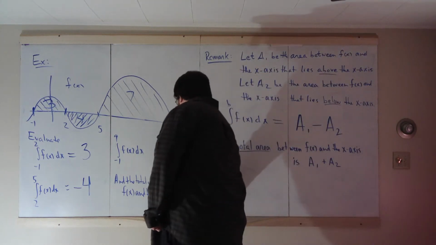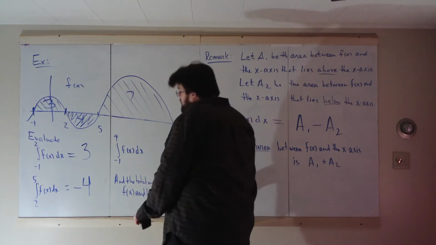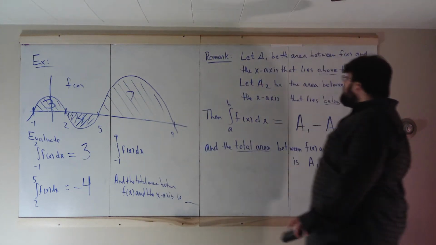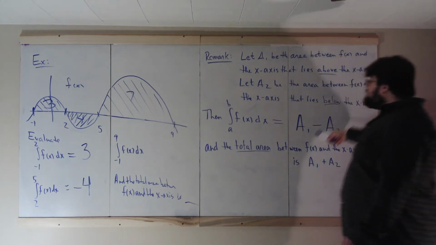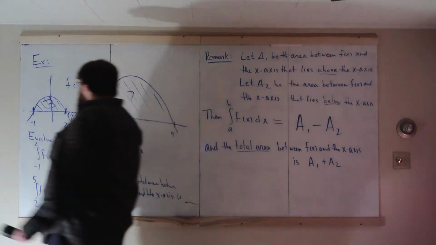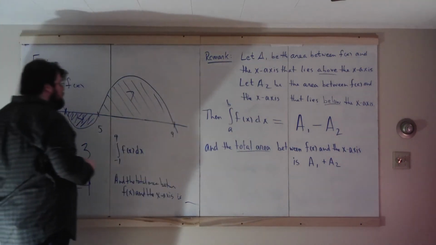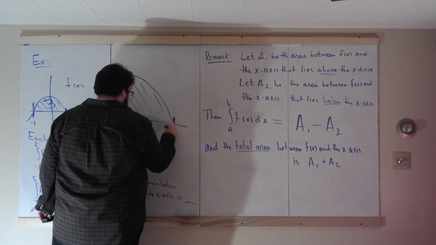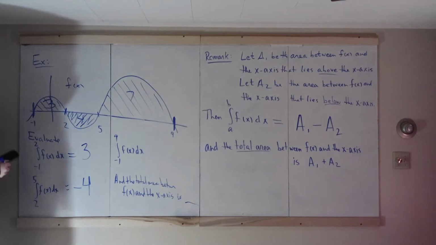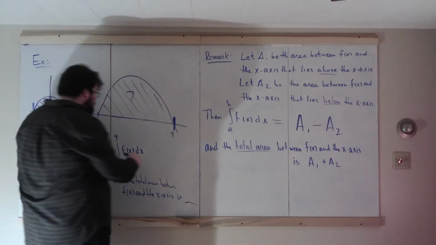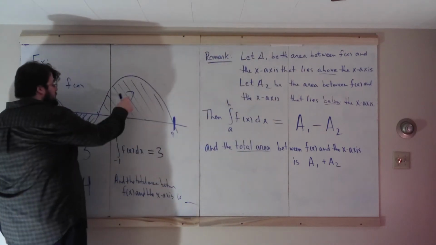How about this next one? -1 to 9. Well, area above the x-axis is positive. Area below the x-axis is negative. So here from -1 to 9, we're starting here. We're ending there. Areas above the x-axis are positive. So what's above the x-axis? A 3. What's above the x-axis? A 7.